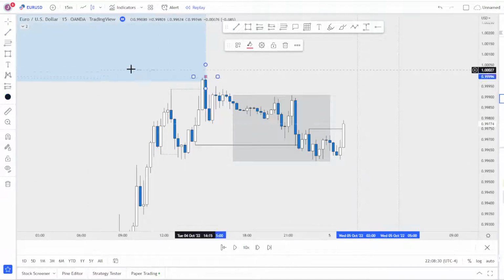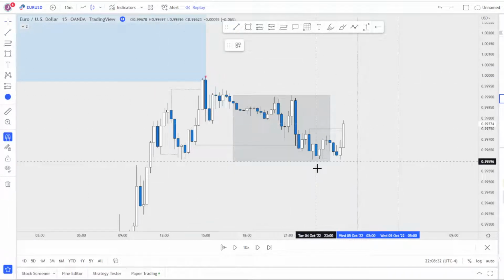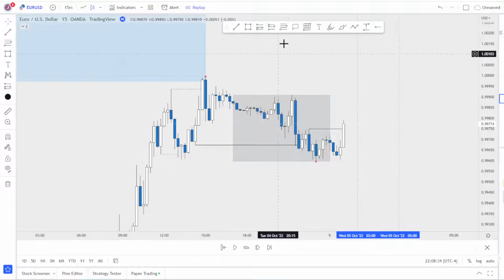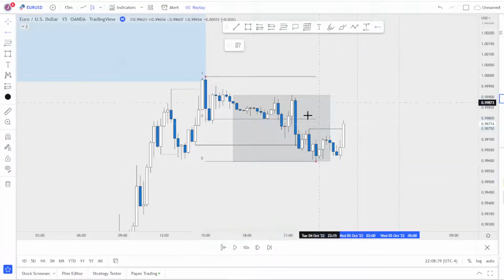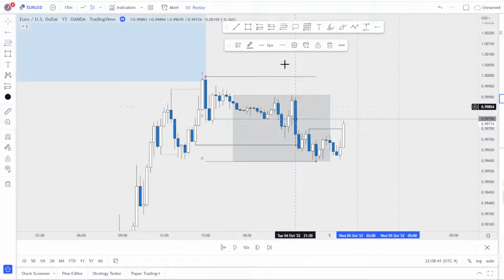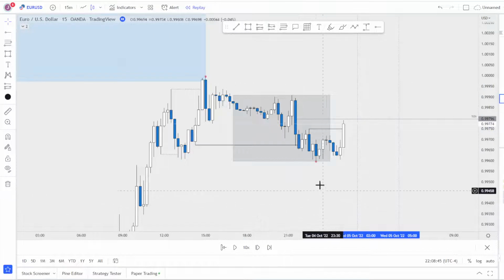So I'll have my trading range from this high to this low, and then I can draw out premium and discount. I'll make that a little bit neater by putting a line there to show us where 50% is. So now I know that this area, anywhere from here to the 50% line, that's premium, and I want to be selling in this area, taking short positions.